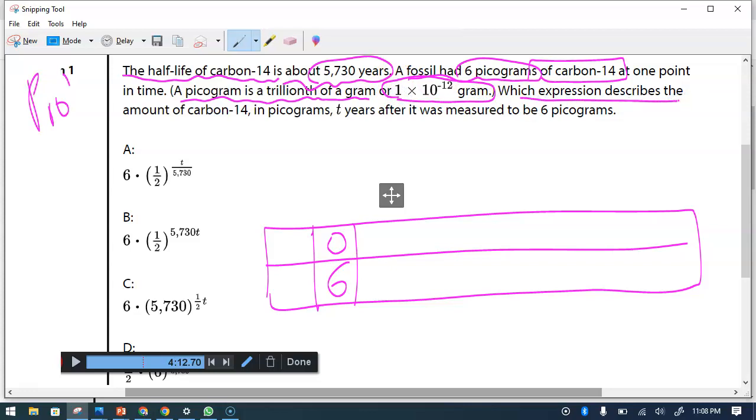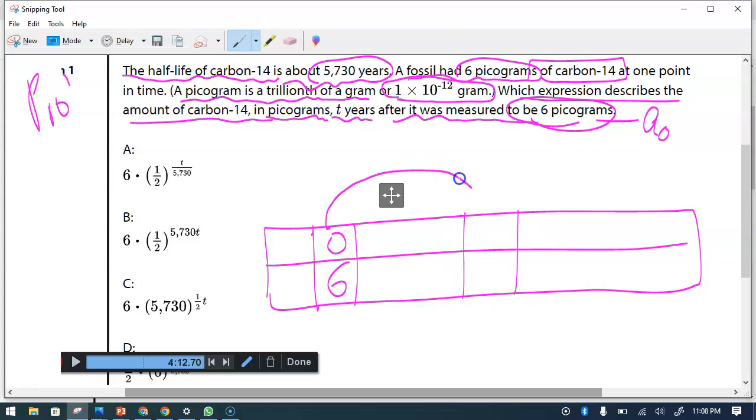Which expression describes the amount of carbon 14 in picograms t years after it was measured to be 6? That's the beginning, right? I call it A naught in the beginning. That means somewhere here, let's put a jump of 5,730. This 6 picograms becomes 3 picograms, because it becomes half. So it's like you're multiplying by half. So the decay factor here is half.